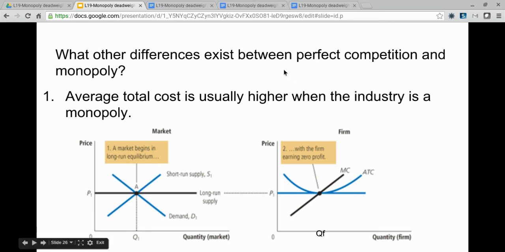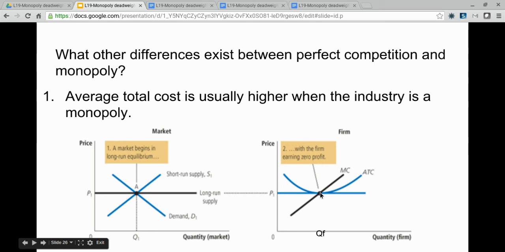Some other differences exist between perfect competition and monopoly. First, average total cost is usually higher when the industry is a monopoly. Entry and exit force every perfect competitor to produce the quantity that minimizes average total cost in the long run. In the long run, the firm's demand will be equal to the minimum average total cost.